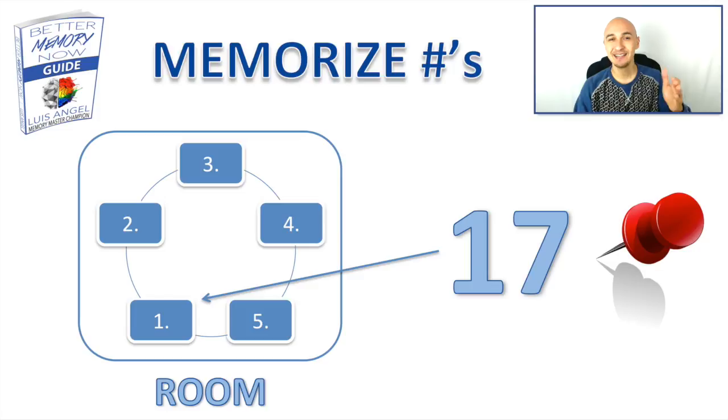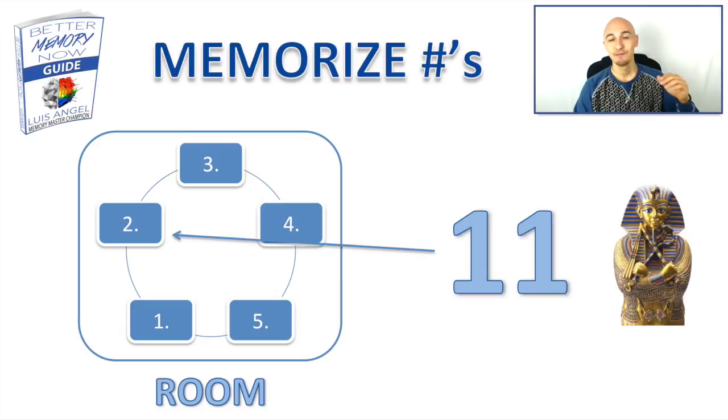So 17, I want you to picture a bunch of thumbtacks on that first location. For me, it's a window, as we did earlier. I picture a bunch of thumbtacks poking holes on my window. So whatever your first location is, use thumbtacks to represent 17 on that location. For the second location, I want you to picture King Tut for number 11. So number 11 is going to be stored on there. Possibly picture King Tut doing jumping jacks on that location. I don't know. The weirder you make it, the easier it is for you to recall it later on.